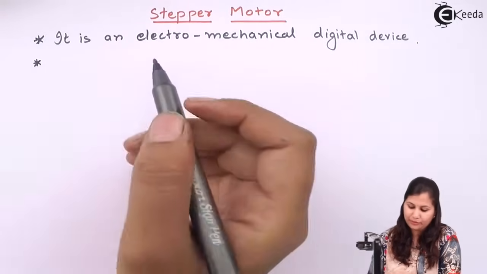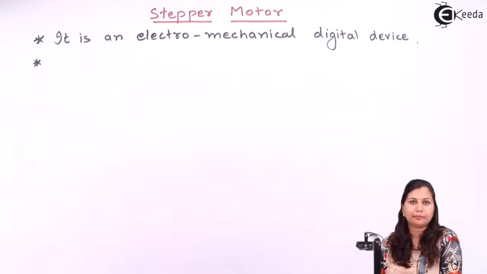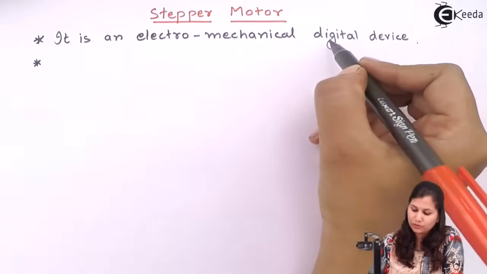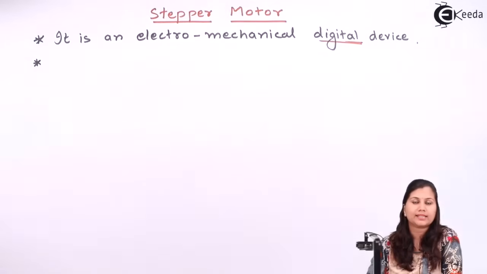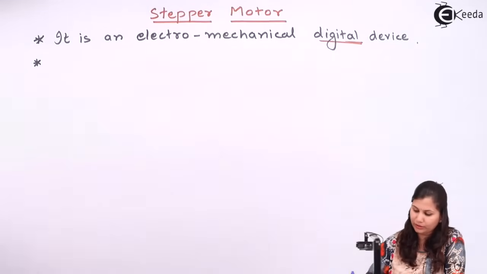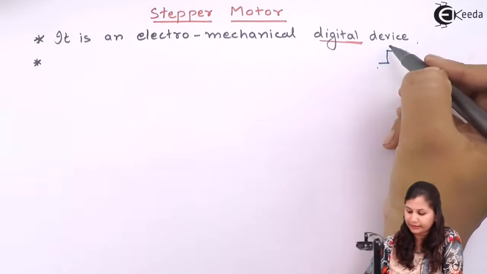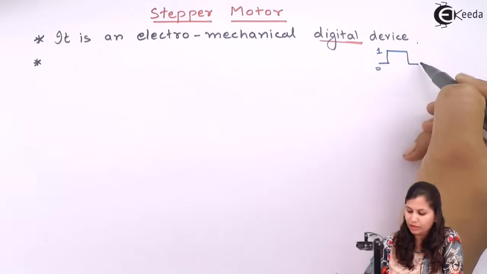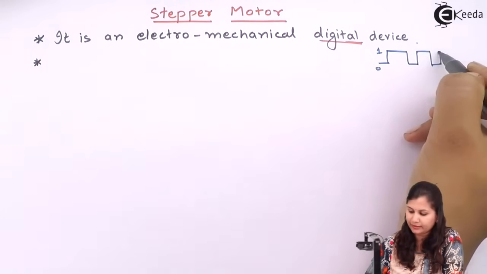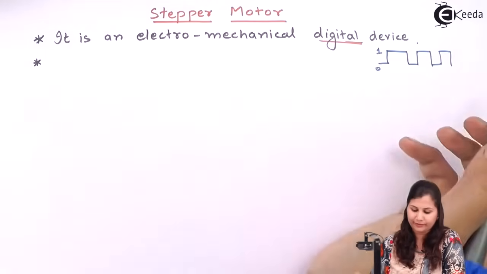So it is also an electromechanical device, that is the input is mechanical, and in the output we are getting an electrical signal. It is also a digital device because it is working on the pulses. If you represent a digital device, it will look like that. At one time it is 0, then at one time it will be 1. So the output will be like this, digital output. So it is an electromechanical digital device.